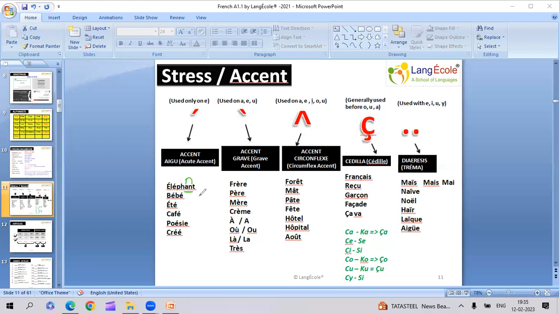Both when you put it without accent or with accent, the meaning of that word will be different. But when you put this accent on E, it will change to a softer sound, a little bit higher, a little bit deeper one. Frère, père, mère, crème.